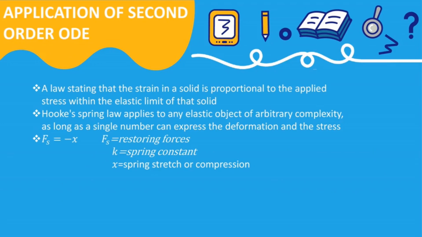Application of second order ODE. A law stating that the strain in a solid is proportional to the applied stress within the elastic limit of the solid. Hooke's spring law applies to any elastic object of arbitrary complexity as long as a single number can express the deformation and the stress. Fs equals negative kx, where Fs equals restraining force, k equals spring constant, and x equals spring stretch or compression.